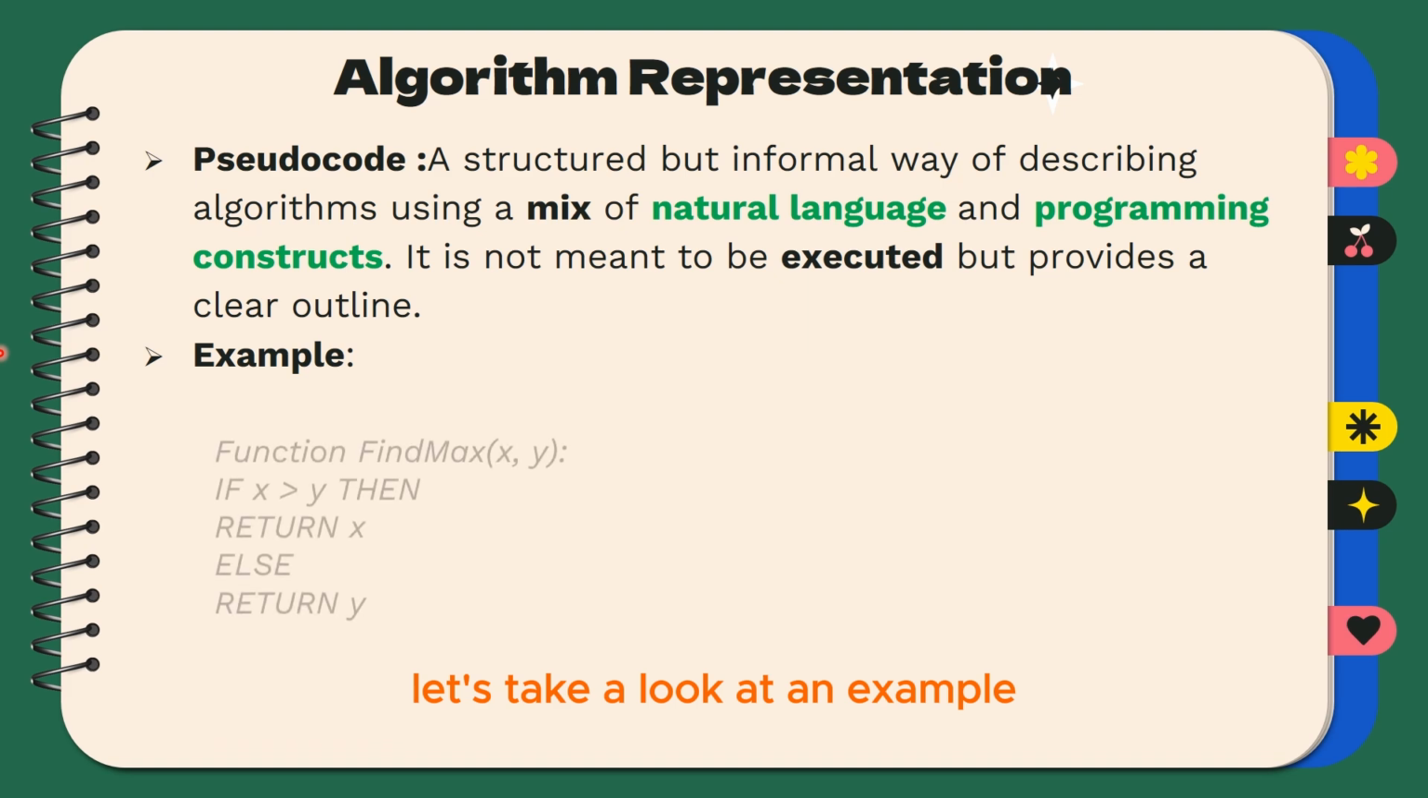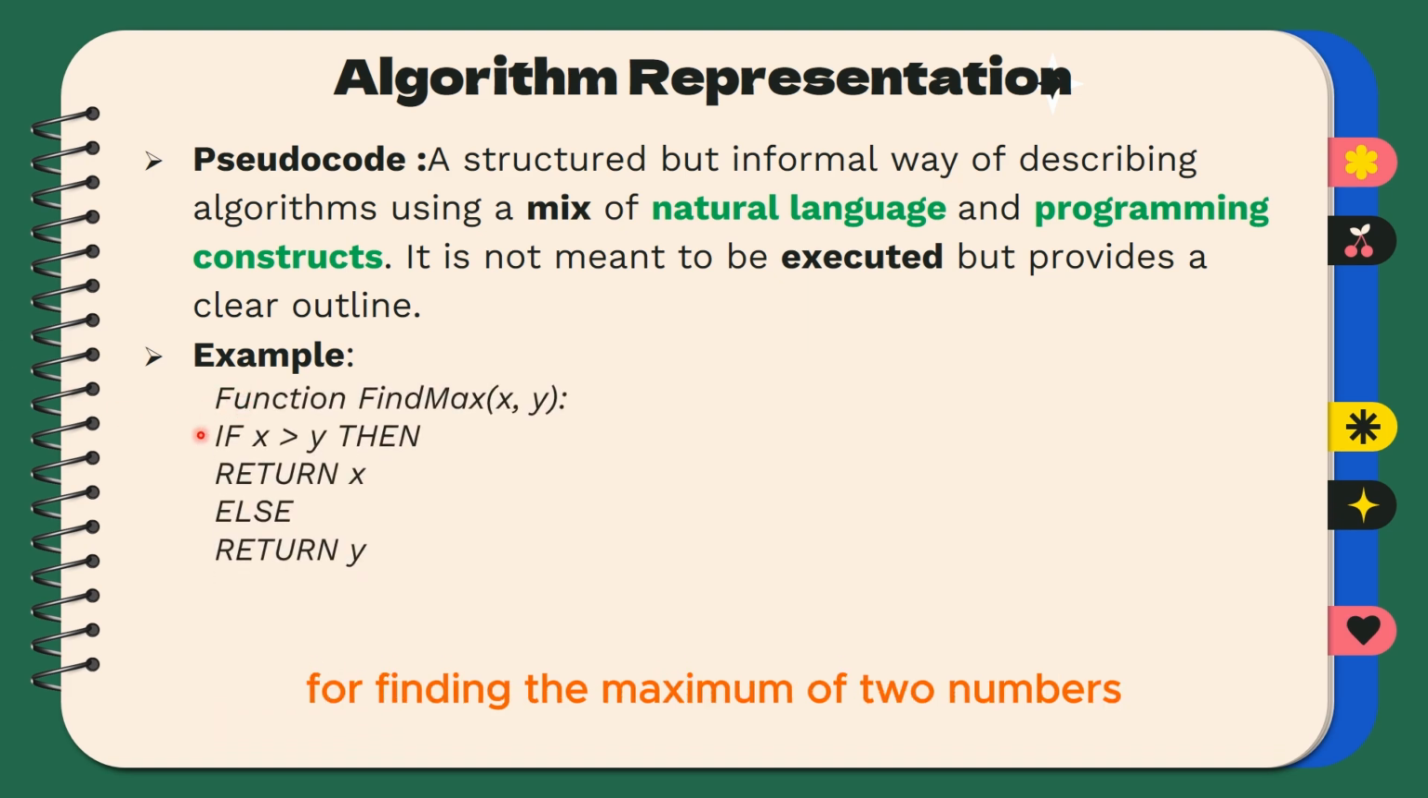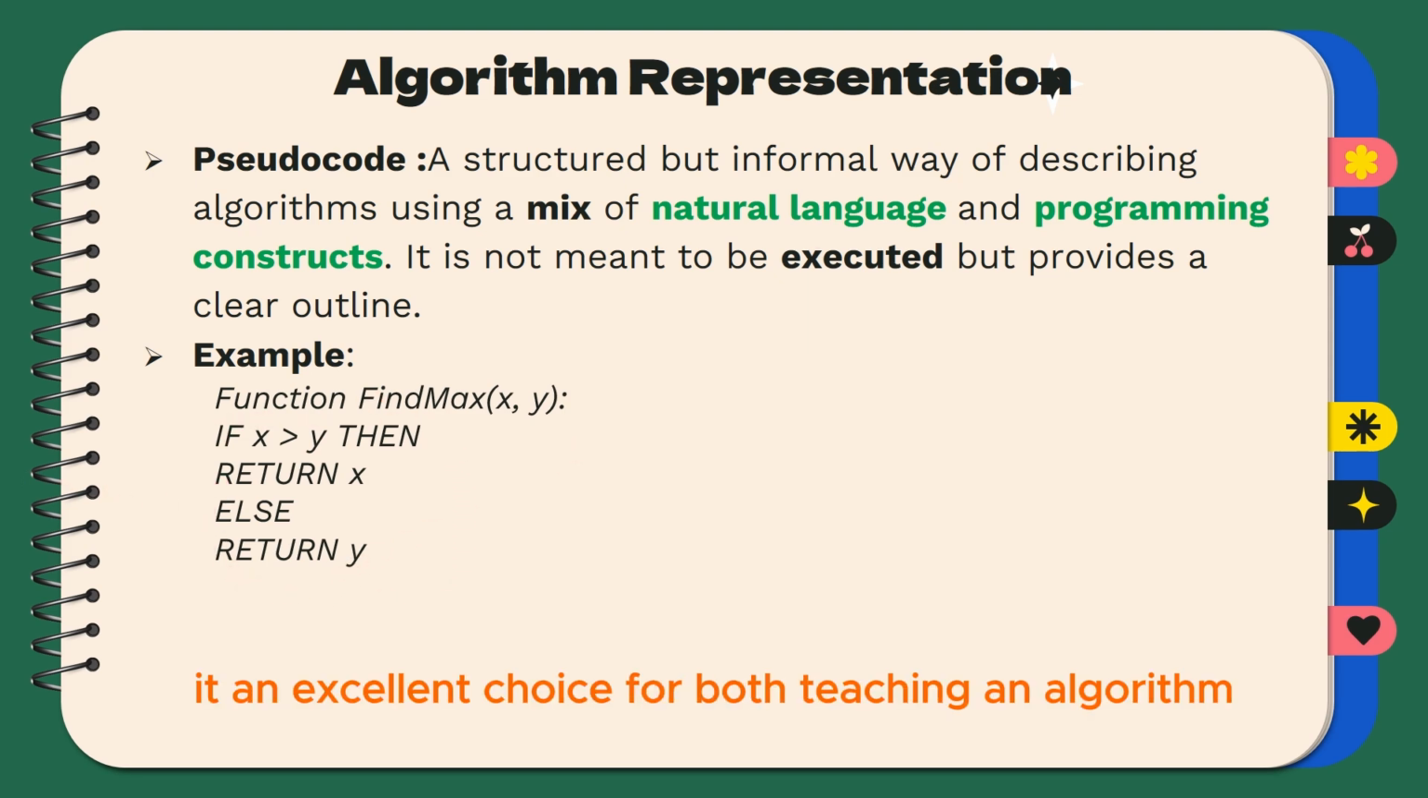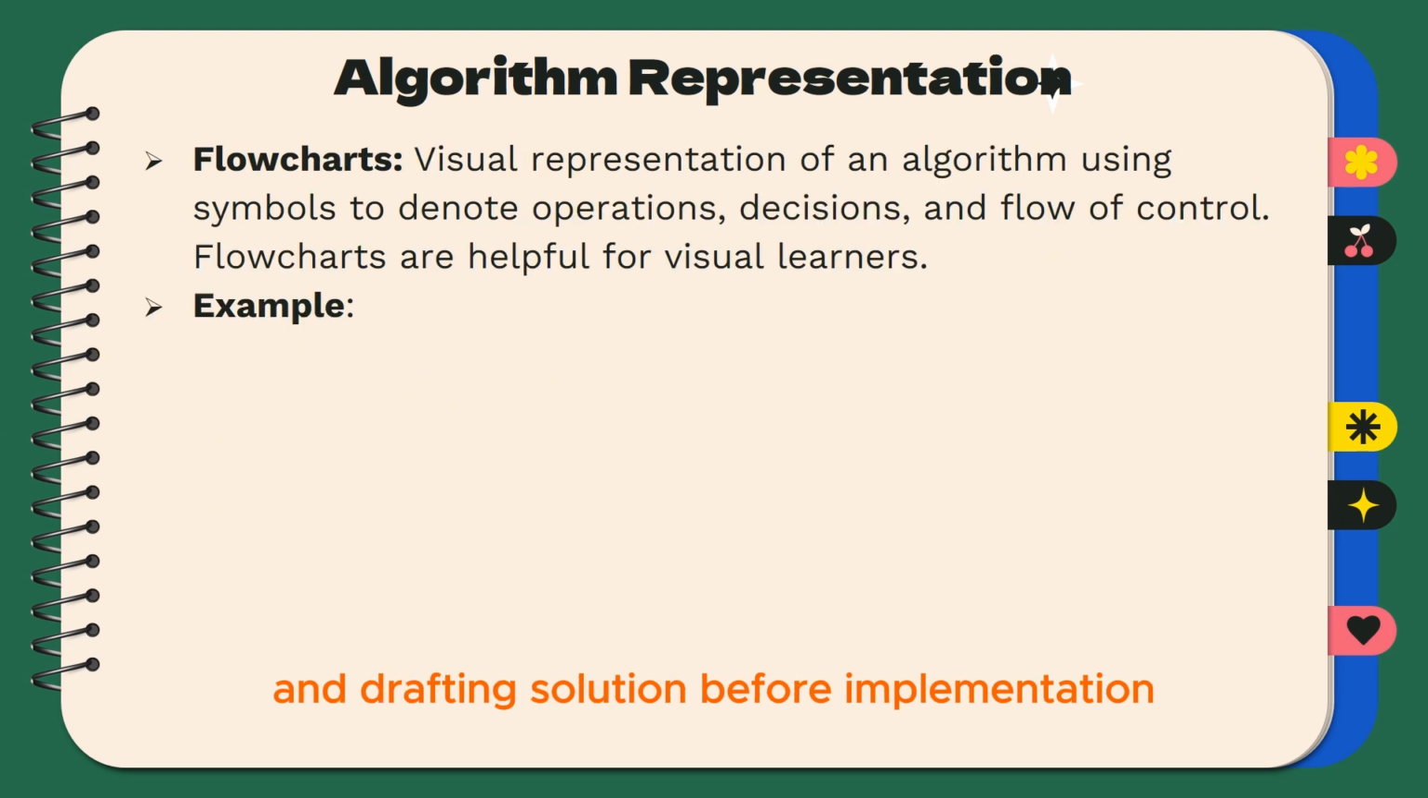Let's take a look at an example for finding the maximum of two numbers using pseudocode. Here, we see the structure clearly laid out. The function findMax takes two inputs, x and y, and uses a simple conditional statement to determine which number is larger. This approach offers clarity while allowing for flexibility in how we express our logic, making it an excellent choice for both teaching an algorithm and drafting a solution before implementation.